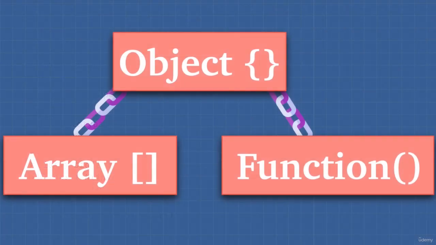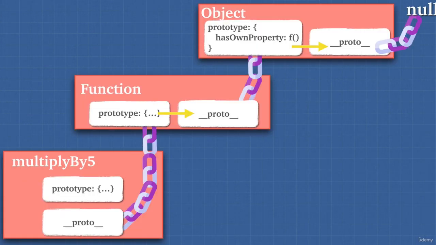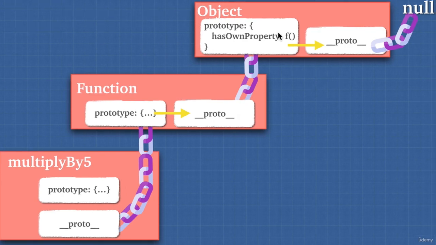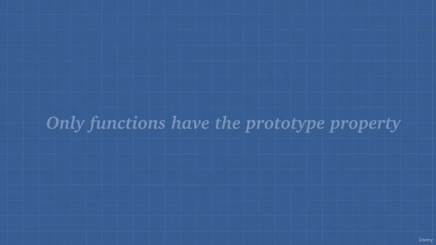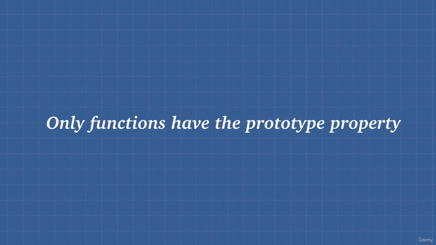To review, everything in JavaScript is an object, and arrays and functions in JavaScript are objects. They inherit through the prototype chain from the base object. You can go up the prototype chain looking for properties on this prototype property. This prototype property also has the proto property inside of it that links higher up to the next prototype chain. Proto always points to prototype, and we also remembered that only functions have the prototype property.